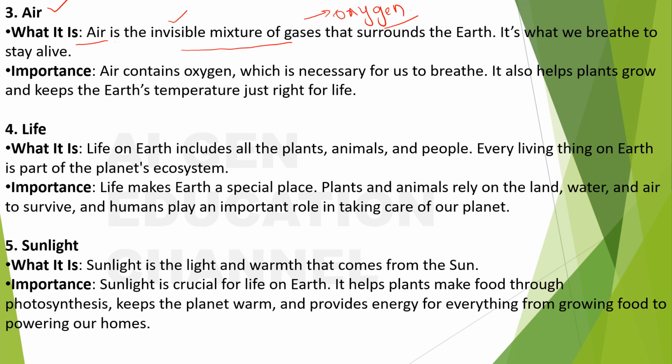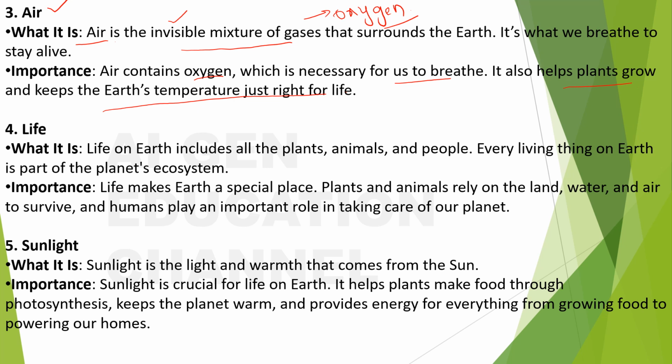Okay, so air contains what? Oxygen, which is necessary for us to breathe. It also helps plants grow and keeps the earth's temperature just right for life. Okay, so many things happen on the earth, and as I have mentioned, how complex is our human body. Even the earth is also so complex. Okay, many things act together for sustaining life, like for helping life to live on the earth.